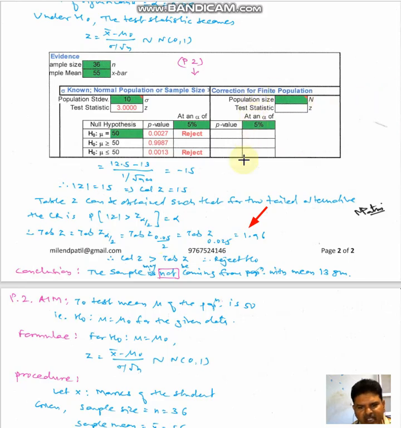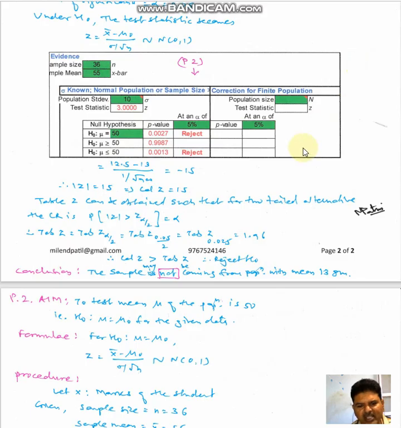Now compare the calculated Z with table Z. Calculated Z is 15, and table Z is 1.96. Since the calculated Z is greater than table Z, we reject H naught. So what is our conclusion? The sample may not be coming from the population with mean 13 grams. So this is all about example number 1.